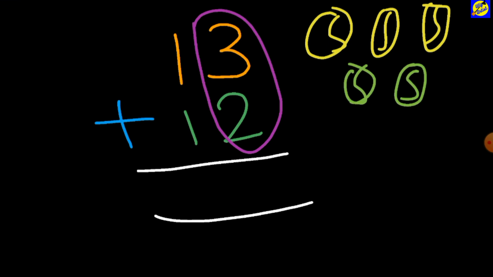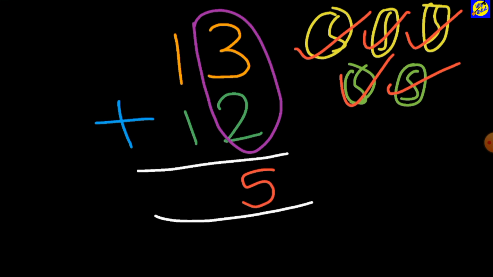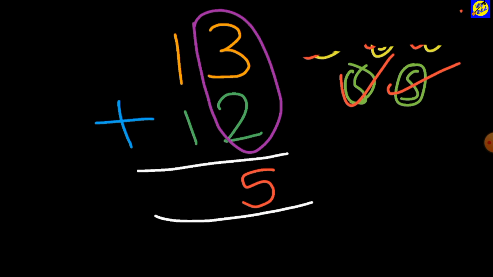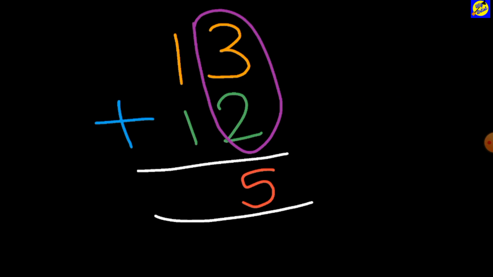When I check them, 1, 2, 3, 4 and 5, I am getting 5 balls. Thus how many balls do I have? 5 balls. Thus we are saying that 3 plus 2 is 5. So now I'm going to put 5 below. As you've seen, I have put 5 below at the ones place.